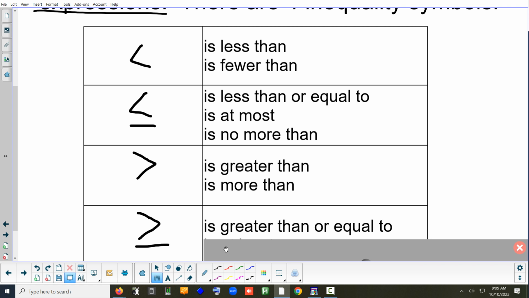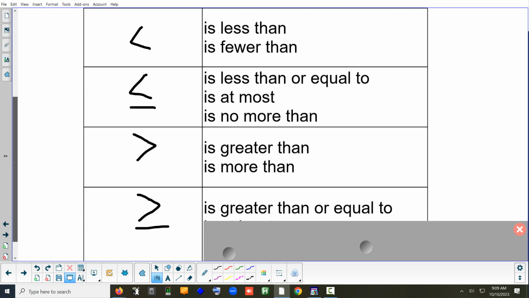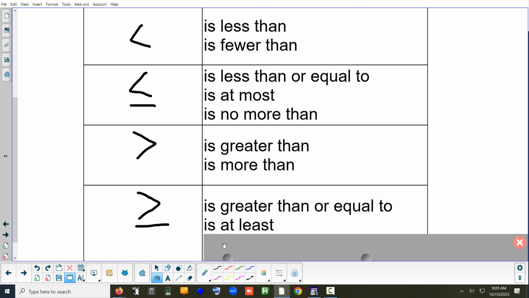Now the second way to say it is going to be the opposite of at most. At least. Right? That's the opposite. So like if I say you have to be at least 4 feet tall to go on the ride, you have to be at least 4 feet. That means you have to be 4 feet or greater.